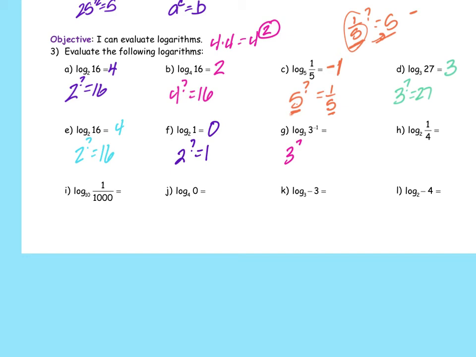This says 3 to what power equals 3 to the negative 1? Well, they have the same base, so in order for them to be equal, they have to have the same exponent, so that would be negative 1. And this says 2 to what power equals 1/4? Well, I have a whole number and a fraction, so I know that it's going to be a negative. And then 2 to what power equals 4? Well, that would be 2, so that should be negative 2.